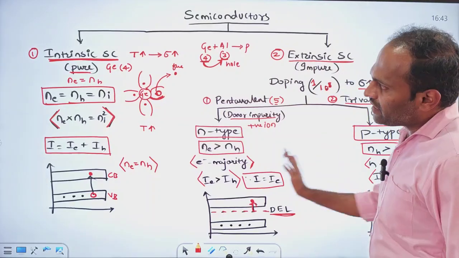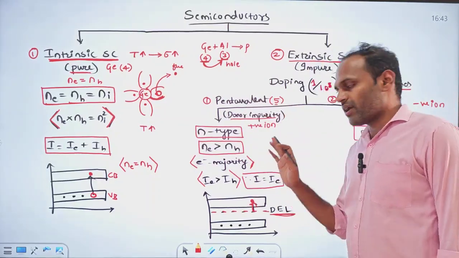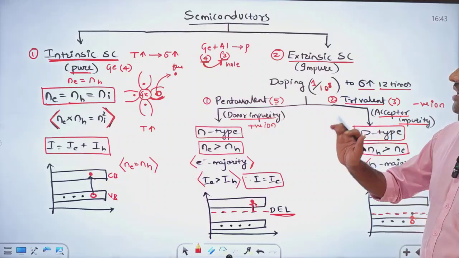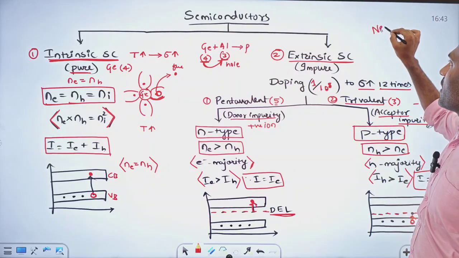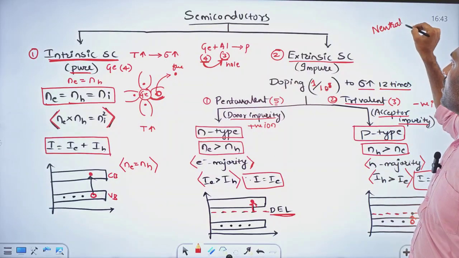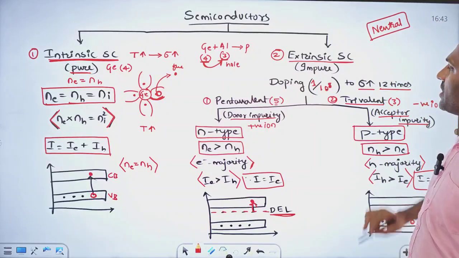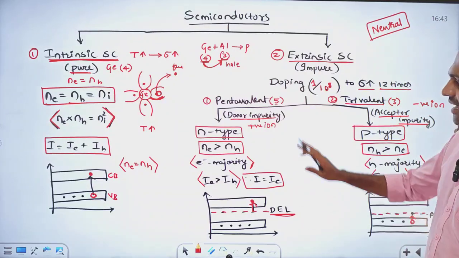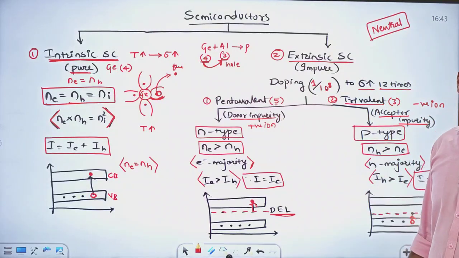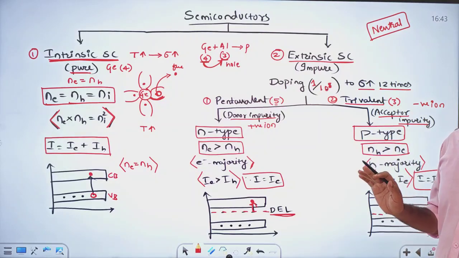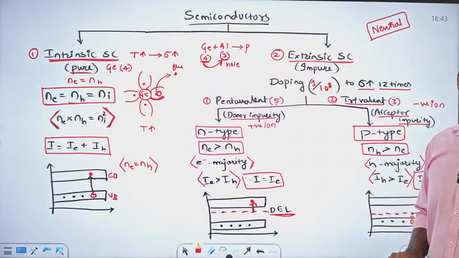See, all three, intrinsic, extrinsic, n type, p type, all semiconductors are electrically neutral. They are neither charged positively nor charged negatively. N type is not called a negatively charged semiconductor, P type is not called a positively charged semiconductor. All the semiconductors are electrically neutral only.